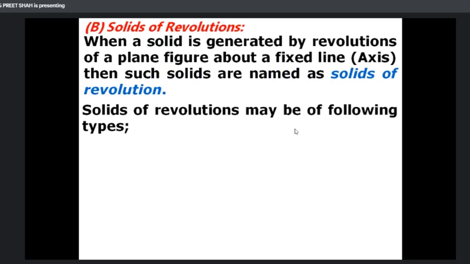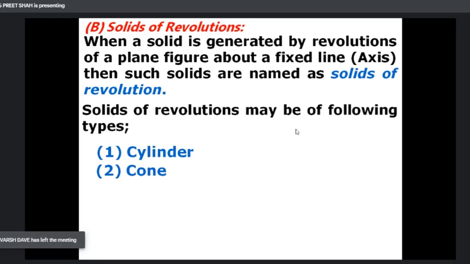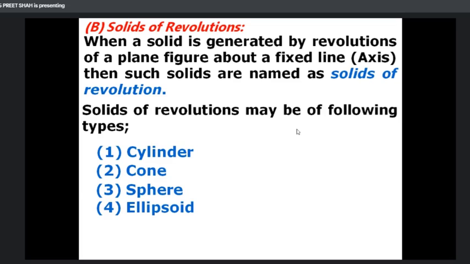Now next is solid of revolutions. Initially we discussed that there are two kinds of solids. One is polyhedra, which is bounded by faces and edges. The second one is solid of revolutions, which means the solid is generated by the revolution of a plane figure.